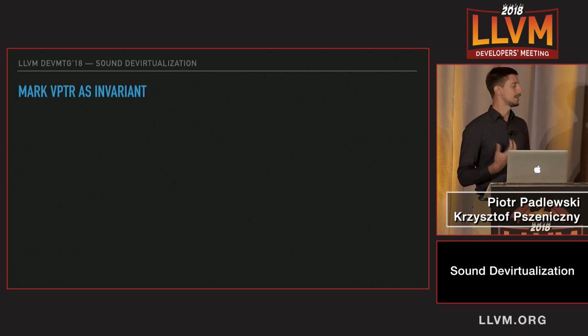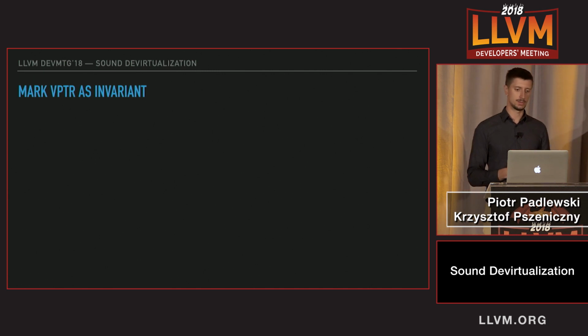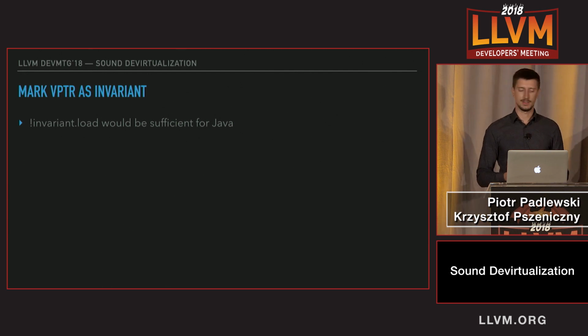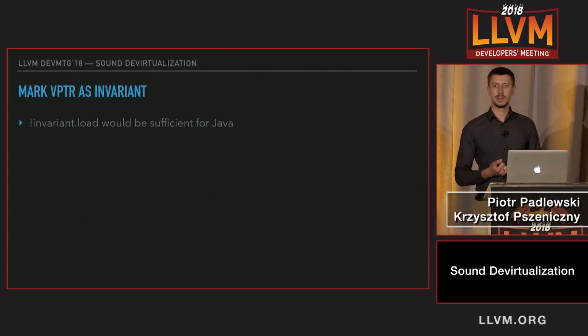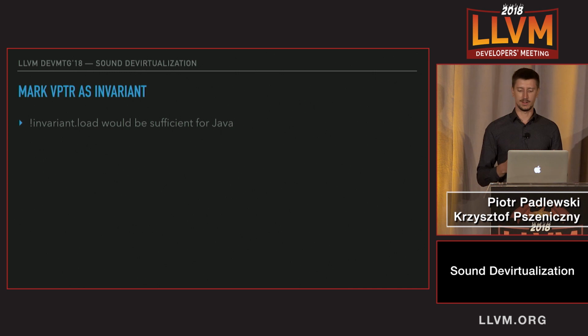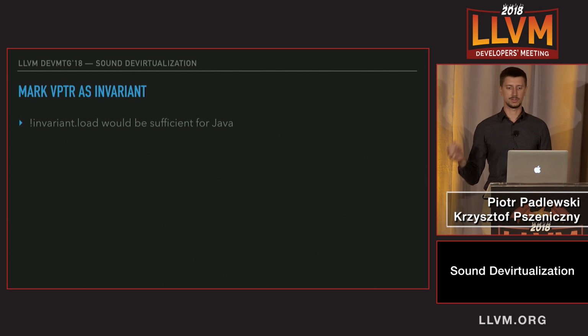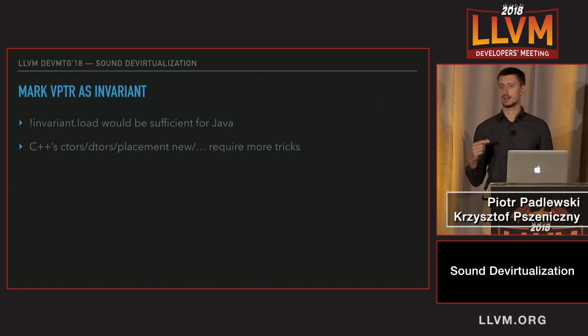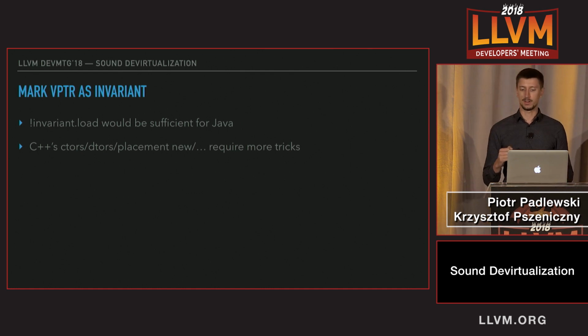So the basic idea behind our optimization is that we would like to mark the vpointer as invariant. And using invariant load is totally sufficient for Java. It is much easier to do devirtualization in Java because the semantics in Java is that, for example, we set the vpointer only once in the most derived constructor, which is not the case for C++, as each derived constructor sets the vpointer. And also we have things like placement new.